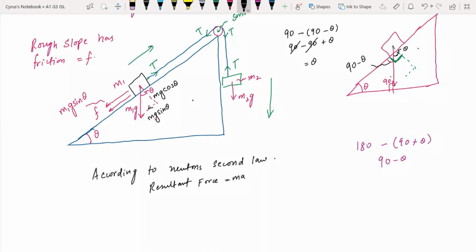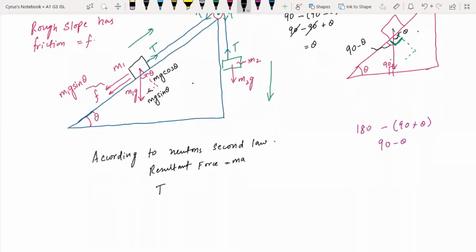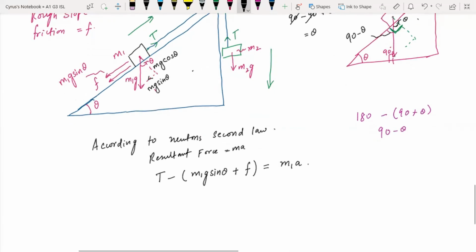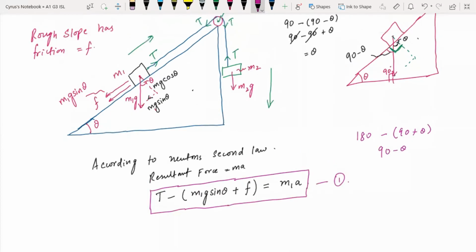If the particle is going up, the resultant force is tension, that is the forward force, minus m1g sine of theta, which is the backward force due to the weight, plus the frictional force that we have, that is F. This is equal to what? M1A. This is equal to M1A, right? So one equation has been formed. How will the second equation be formed?